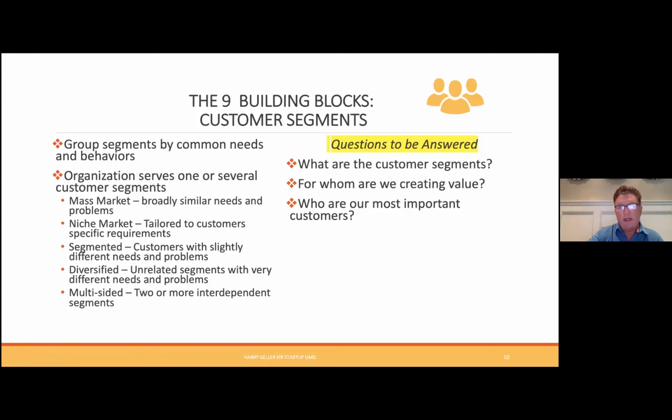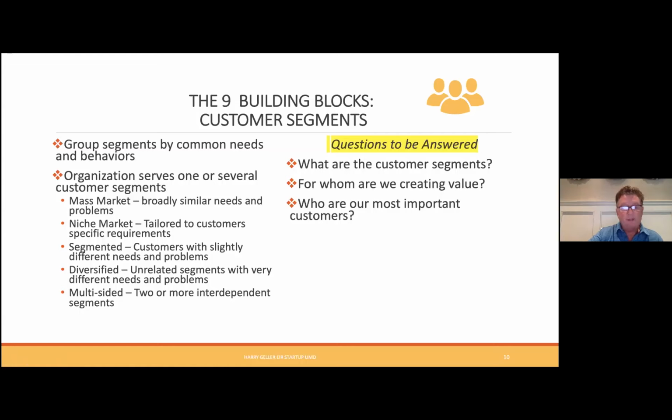So the first building block is customer segments, and you want to group customer segments by common needs and behaviors. An organization serves one or several customer segments. It could be a mass market, broadly similar needs and problems. It could be a niche market. It could be a segmented market, customers with slightly different needs and problems, or a diversified market, very unrelated segments with very different needs and problems.